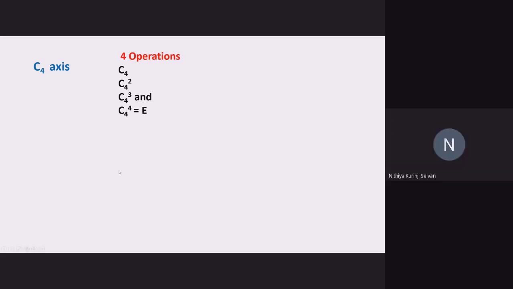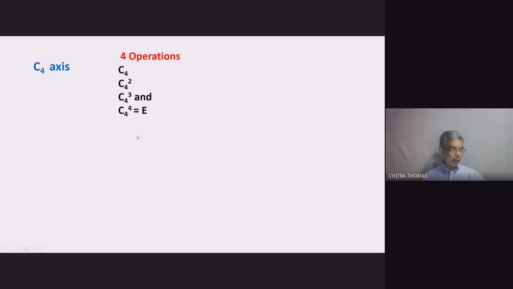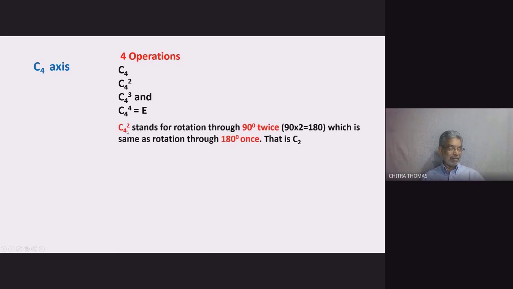Now, let me consider the C4². Okay? C4² stands for rotation through 90 degrees twice. That is 90 into 2, which is 180 degrees, which is the same as rotation through 180 degrees once. If the rotation is through 180 degrees once, that is C2. So I can conclude that C4² is equal to C2.